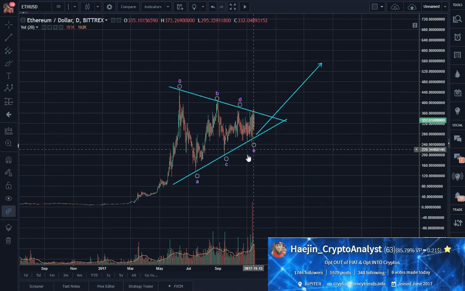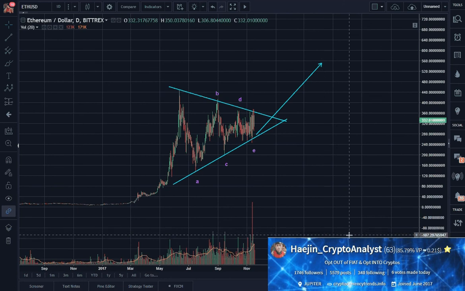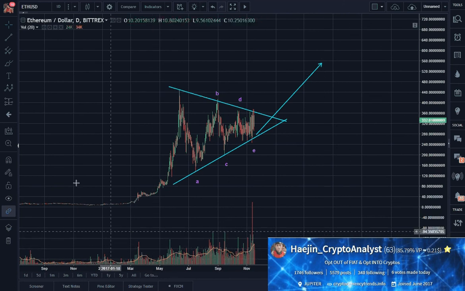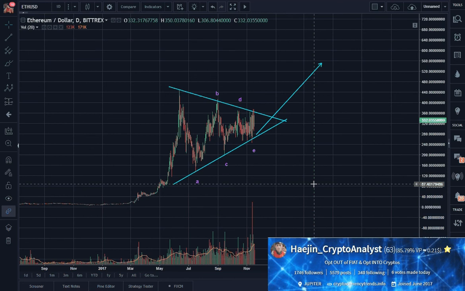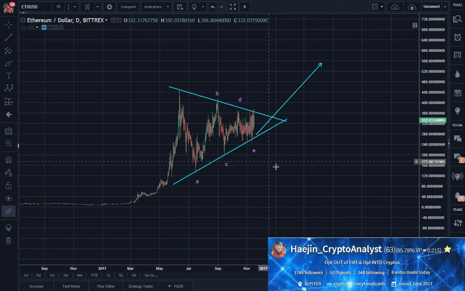It's very uncanny. The only thing that bothers me here is the volume is increasing. Usually volume should be decreasing. But this is a very nice ABCDE contracting triangle.